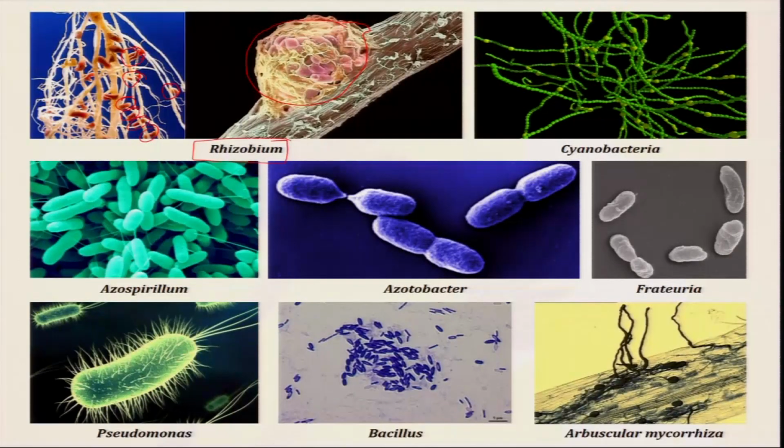Similarly, there are also different types of cyanobacteria, Azospirillum, Azotobacter, Frankia, Pseudomonas, Bacillus and arbuscular mycorrhiza. Our question is how effectively we can identify the quality attributes of these microorganisms, how we can culture them, how we can mass produce them, and after that how we can apply them in our soil or seed for better growth.